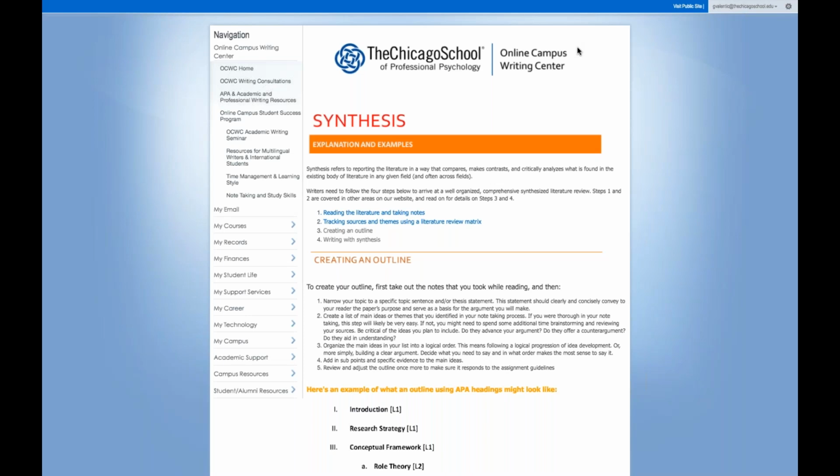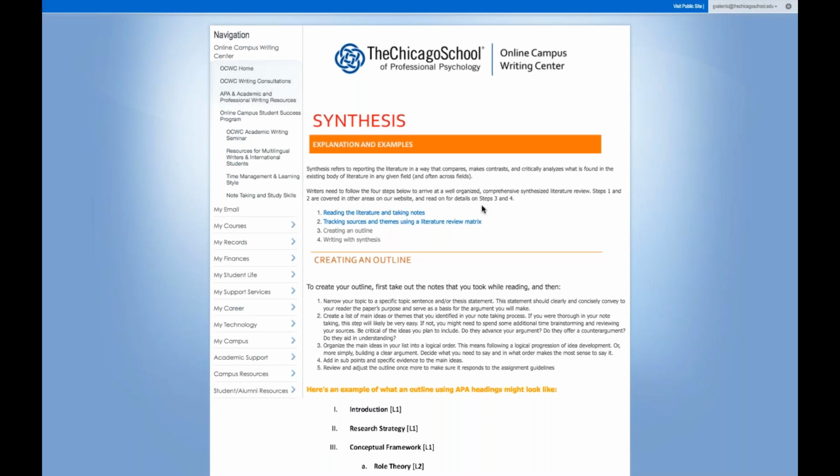The first is going to be reading the literature and taking notes. There are resources here if you follow the link. Here I'm highlighting it here. Reading the literature and taking notes. You'll be able to follow that link for more strategies on critical reading and how to complete annotated entries that you can use later. The second link shows you tracking sources and themes using a literature review matrix.